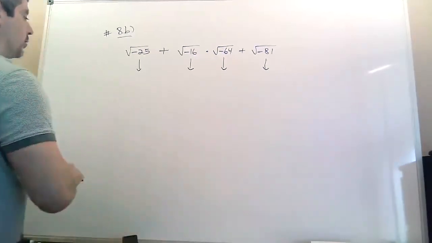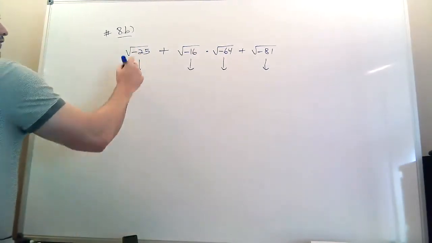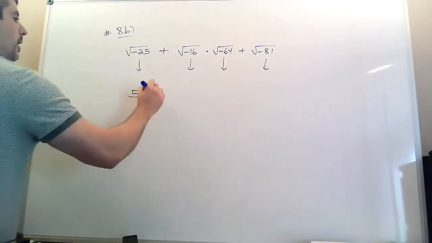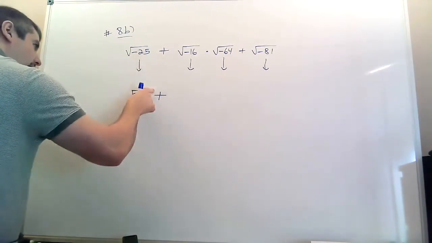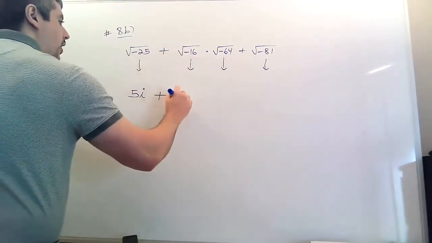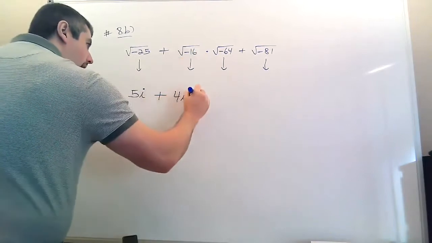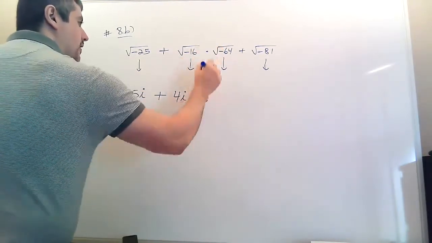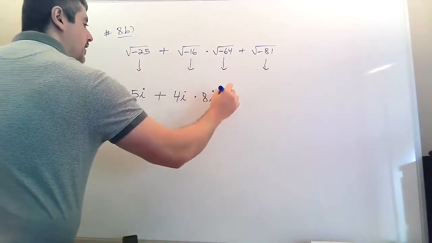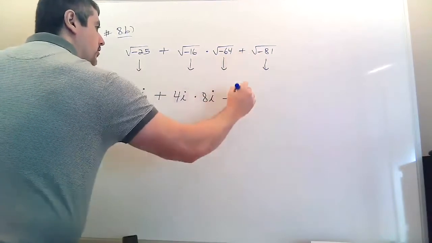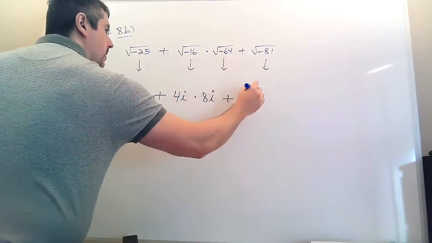This problem is set up this way. Square root of 25 is 5. What about the negative? That comes out as i. Plus. Square root of 16 is 4, and the negative makes it 4i. Times. Square root of 64 is 8, and you have a negative there, so it's 8i. All of these are going to have an i. Plus square root of 81 is 9, and it has an i with it.